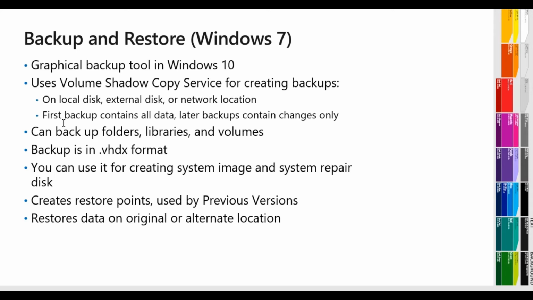Normally, the first backup will take a bit longer. It contains all the data. Later backups contain the changes only. It can back up folders, libraries, and volumes. Backup is in .vhdx format. You can use it for creating a system image and system repair disk. It creates restore points used by previous versions. Restore data to original or alternate locations.